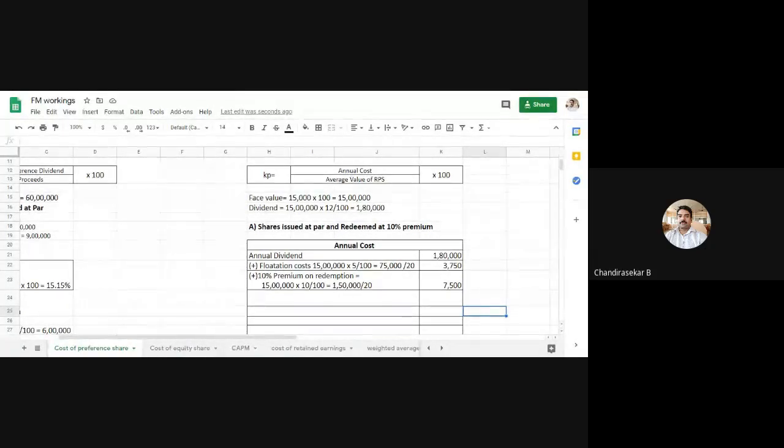That means 10% on every 100 rupees, that means 10 rupees for 20 years. How much are you going to get as benefit from 15,000 shares per annum? The same procedure we have to deduct from this total cost. How much is the total annual cost? It will be 1,91,250. This is called the annual cost.